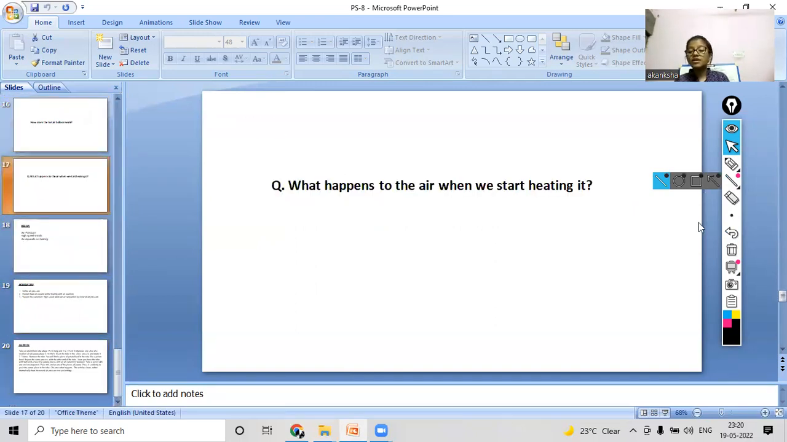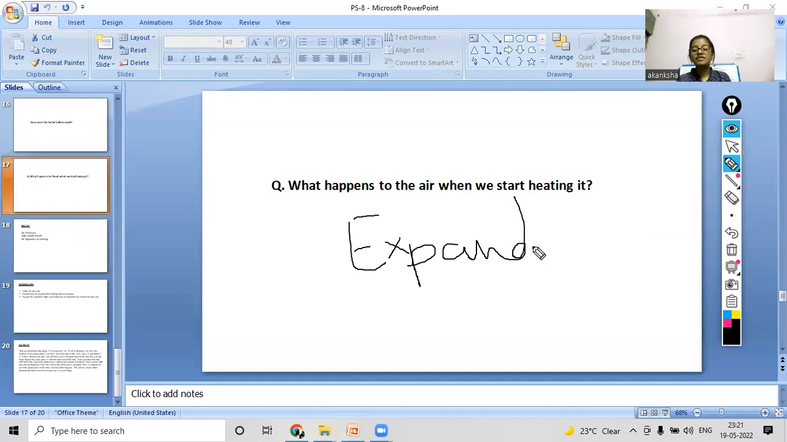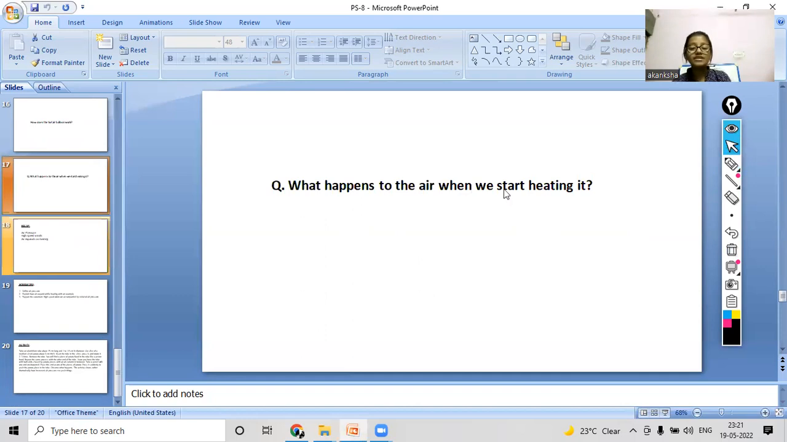So now there's again a small question: what happens to the air when we start heating it? Yes, what happens? You have to write your answers in the chat box. Yes, you all answered it correctly. It expands, right? So I think now you are all clear with the concept that we studied today.